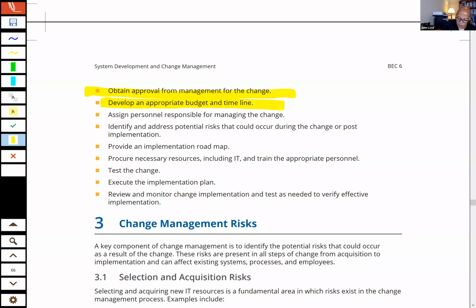Develop an appropriate budget and timeline. Assign responsible personnel for managing the change. Identify and address potential risk with the change. And then what? Provide an implementation roadmap, procedures, how we're going to train personnel, test the change, execute the implementation, and then monitor that change.